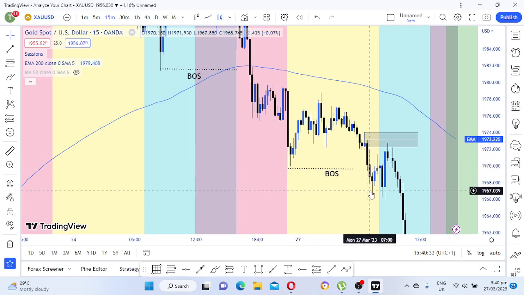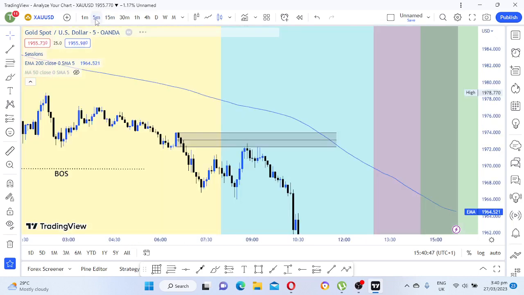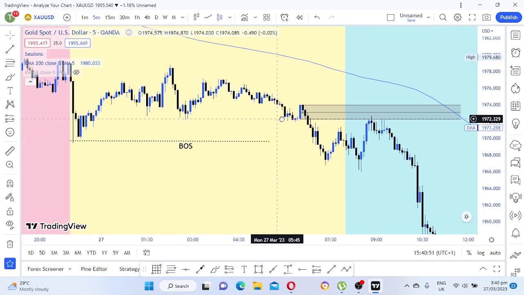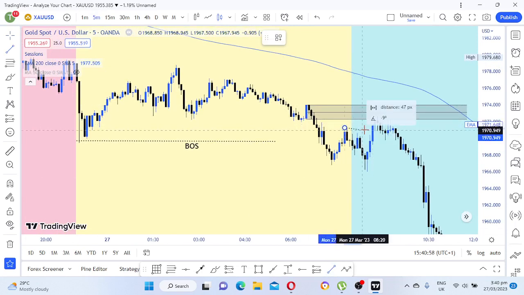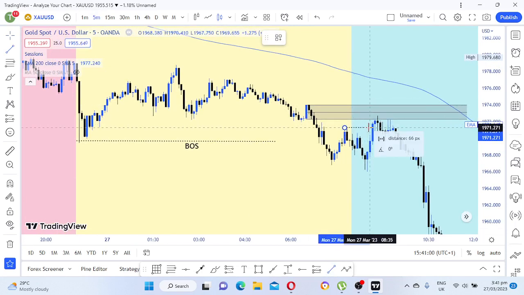Okay, and the second thing, we had a pullback. This one is what we call inducement. This was the first pullback. You can clearly see it on the M15 time frame. This was inducement.